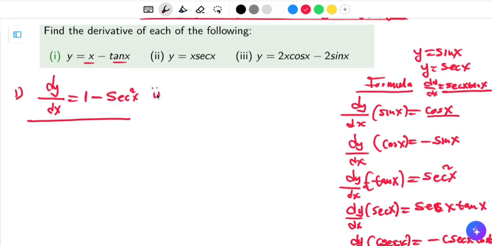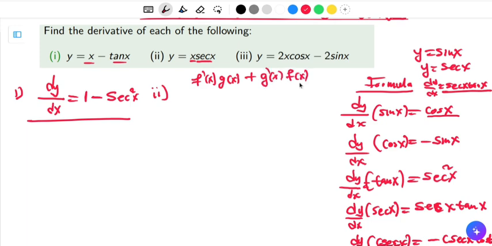The second part, we have two functions here. We have x as well as the cosec x. So which rule are we going to use here? We're going to use the product rule because we are multiplying these two. So what does the product rule state? When it comes to the product rule, you find the derivative of the first function, and then you multiply it with the second function. Then you add the derivative of the second function multiplied by the original first function.